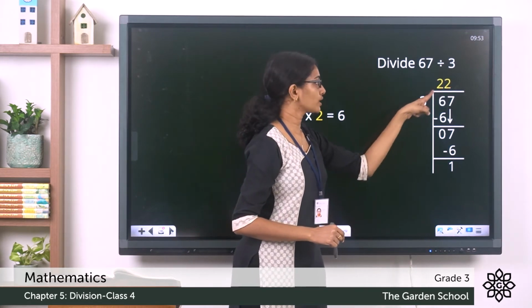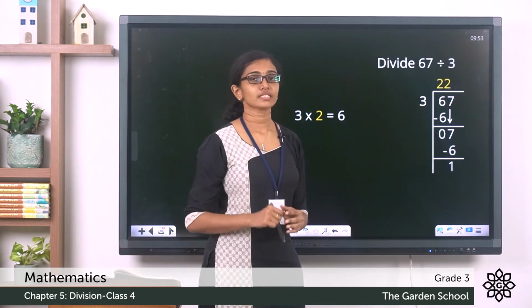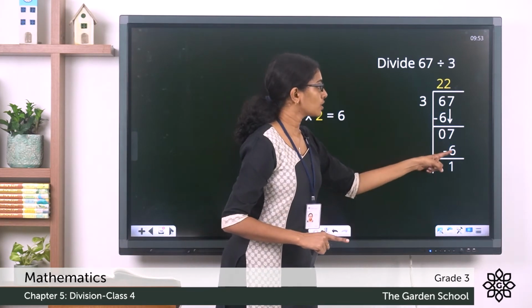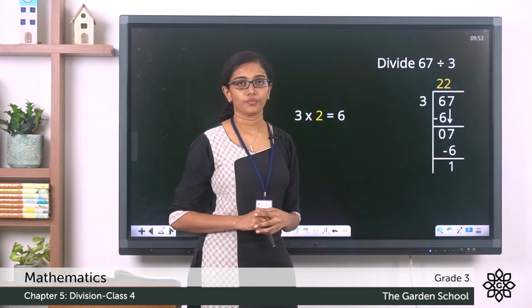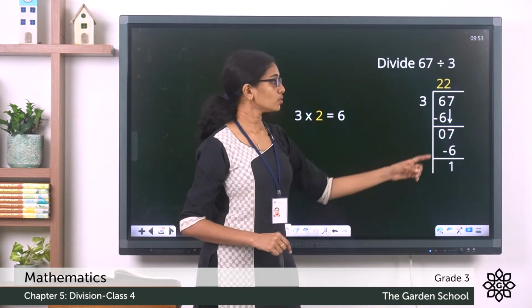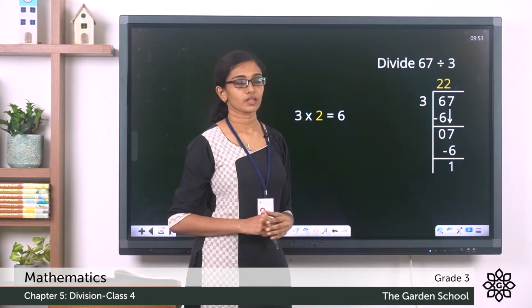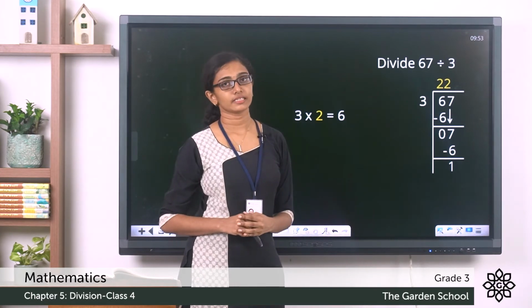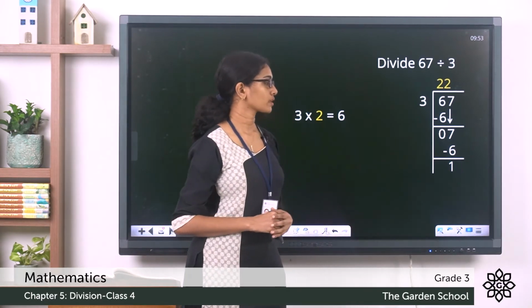So that is 2 into 3, which is equal to 6. And we write that just below the 7 that we had brought down. And then we subtract these two numbers. We do 7 minus 6. And what do we get? 7 minus 6 is equal to 1.